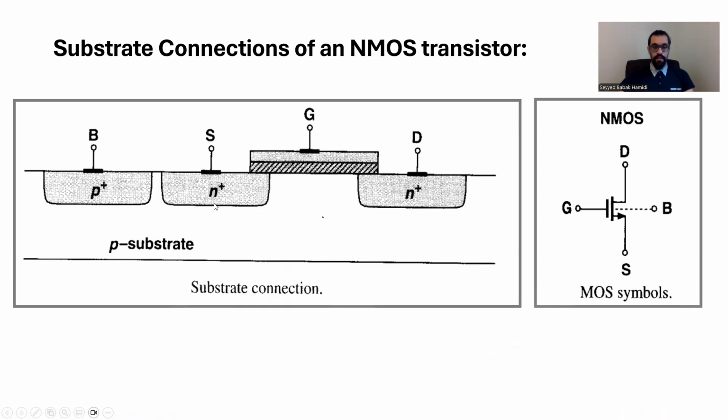This is the cross section of the NMOS transistor, and this is the symbol or schematic of this NMOS transistor. Again, you will see those 4 terminals: drain, gate, source, and bulk or body of the transistor. And the source terminal in the schematic we always show with that arrow.